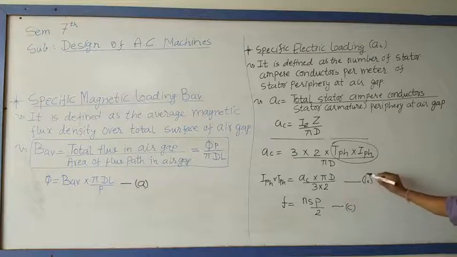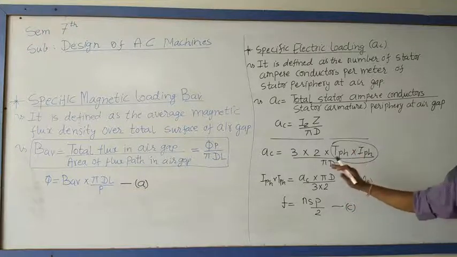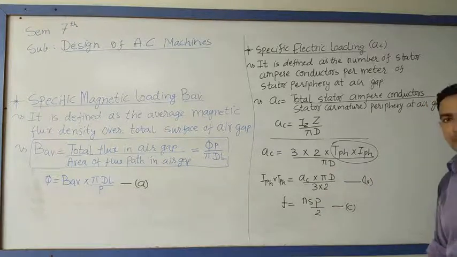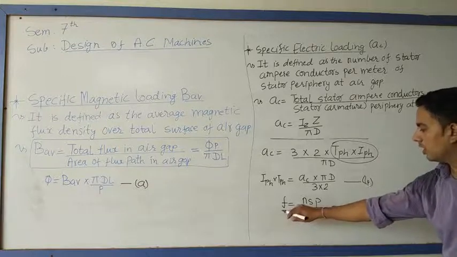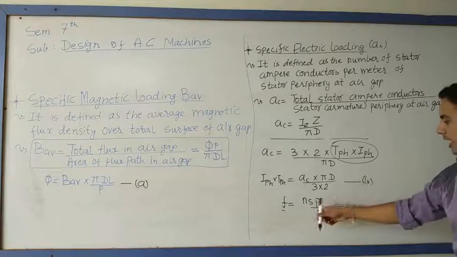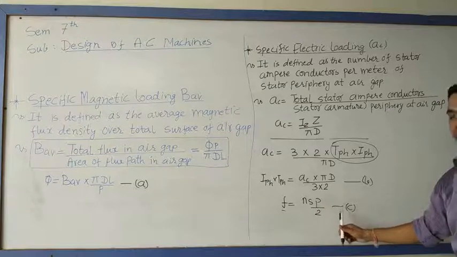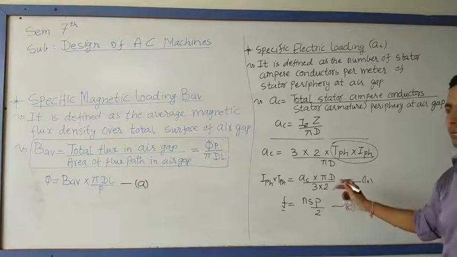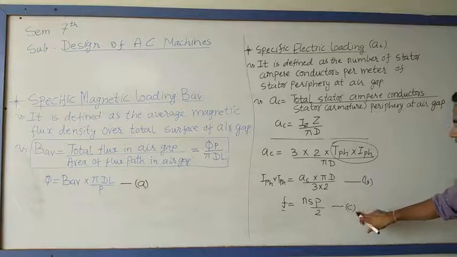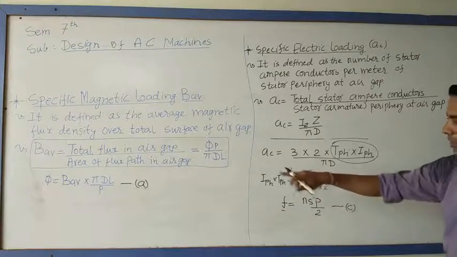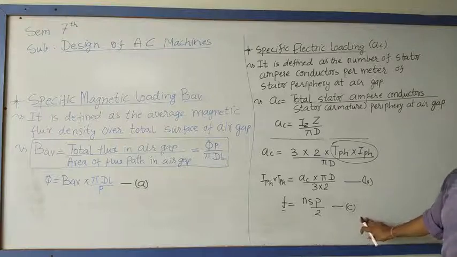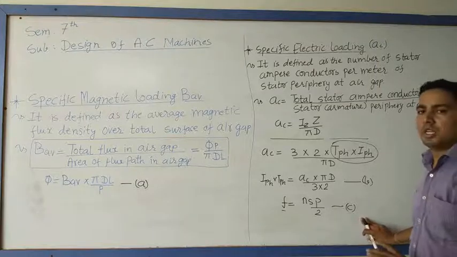We term this equation as equation B, and we have already studied about the equation of synchronous speed. Ns is equal to 120 F divided by P. Out of that we have made the equation for frequency F. What we get? Ns into P divided by 2 in RPS, rotation per second, not in minutes. We term it as equation C. Now equation A, B and C we are going to use in next theory to derive the output equation for three-phase induction motor.